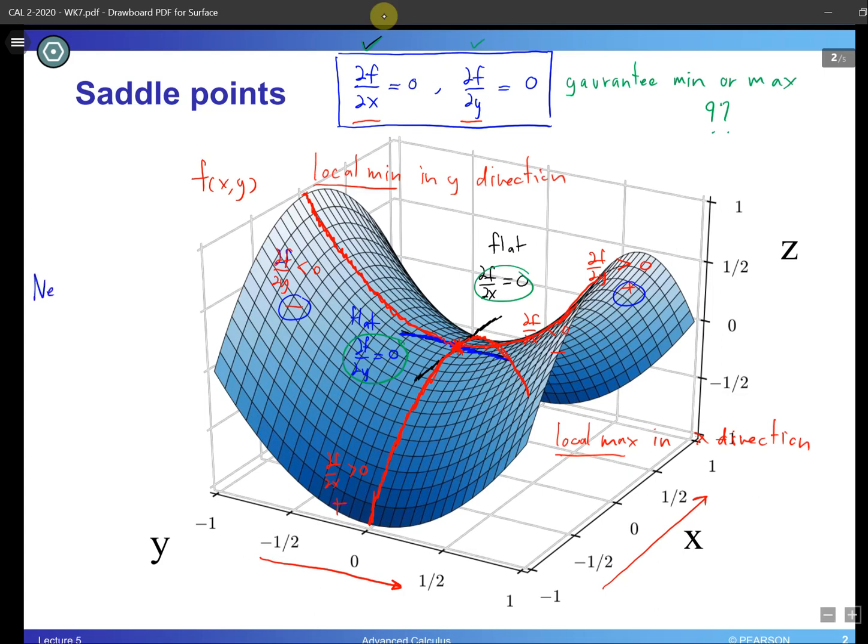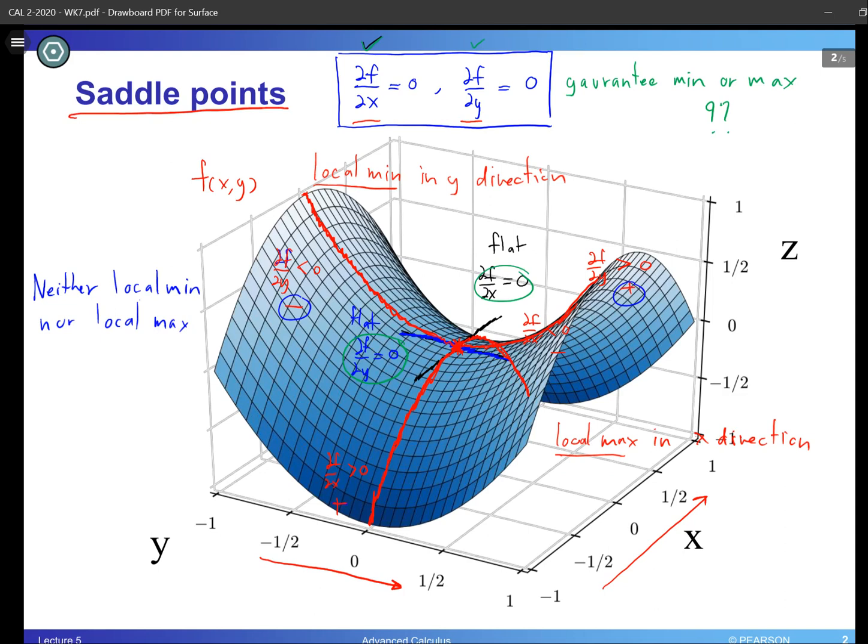Neither local min nor local max. Alright, so when you see this kind of shape, local min in some direction and local max in another direction, we call it a saddle point. Alright, why is it called a saddle point? Because it looks like a saddle seat you put on a horse, so that you can sit on the horse.